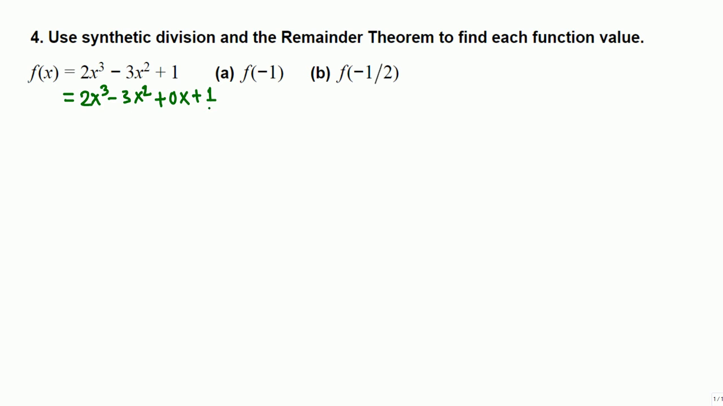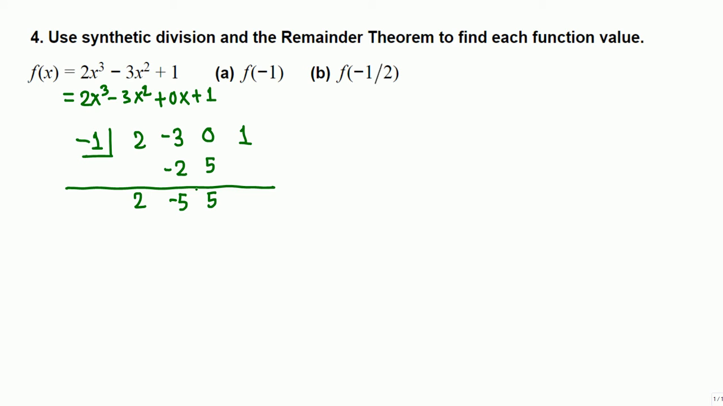Let's do the long synthetic division with -1. So -1, then 2, -3, 0, 1. We bring down the 2, multiply -1 times 2, that is -2. Add these two numbers, -3 plus -2 is -5. Multiply -1 times -5, that is 5. 0 plus 5 is 5. Multiply -1 times 5, that is -5. Add these two numbers, we get -4.